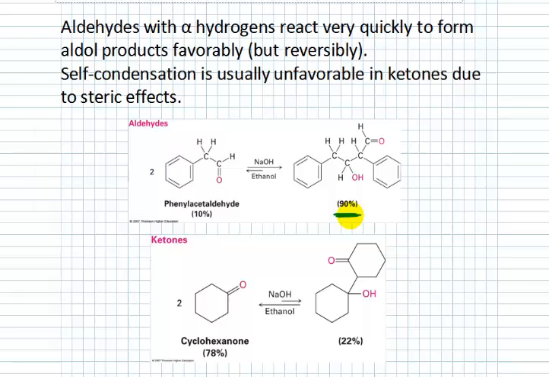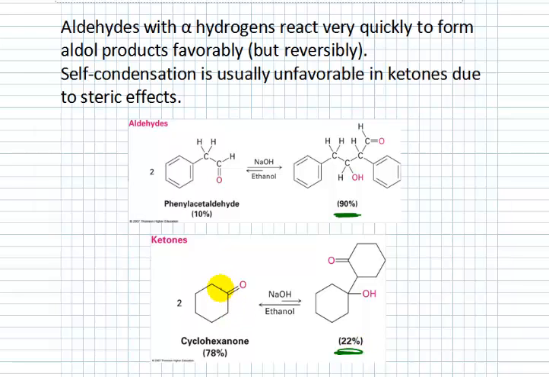combined product. It's called a dimer when we mix two of the same molecules together to make a new molecule. Okay? So aldehydes will react favorably. It is reversible, so there's an equilibrium that happens here, but the aldol product of a small aldehyde like this is favorable energetically. However, if I start with a ketone like this, self-condensation is unfavorable because of steric effects.